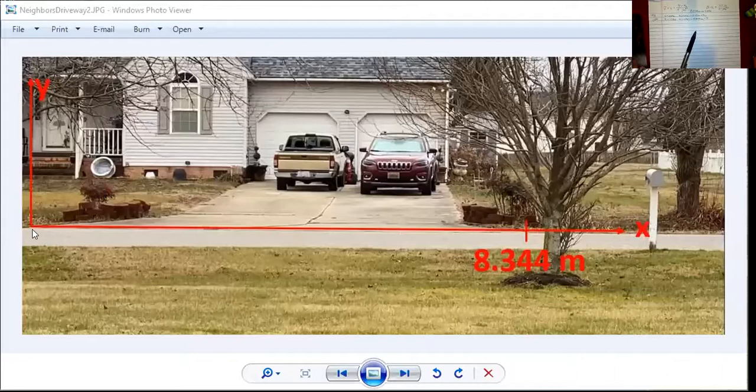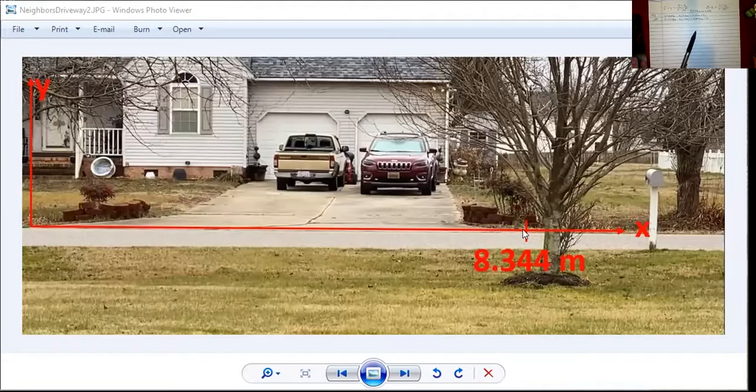And this is my coordinate system. Notice I did put the origin, which is where the y-axis and the x-axis intersect, right where the driveway meets the road. And I did measure the driveway's width to be 8.344 meters. And the x-axis is in the direction the vehicle was going. So you can see, yes, at 0 seconds, it crossed right here. And then at 1.05 seconds, it crossed right here.